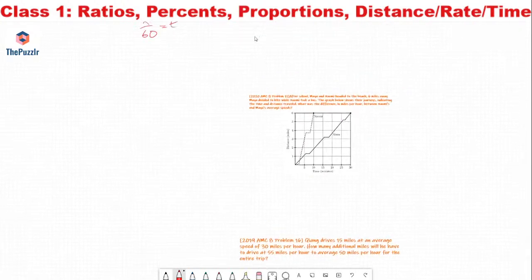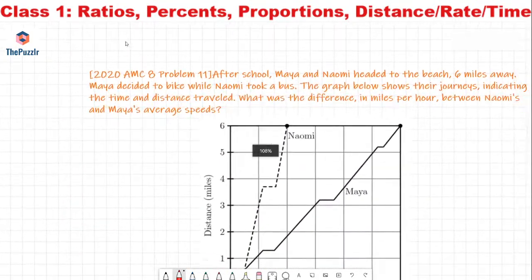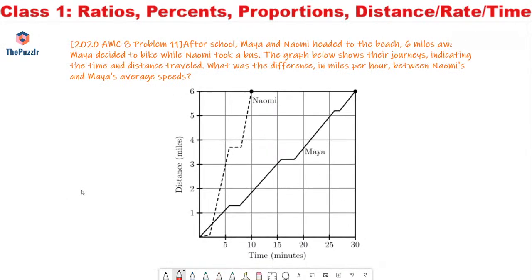Okay. Now let's look at AMC 8 problems. We'll start out with problem number 11, and this is from the 2020 AMC 8, so a lot of you might have even taken this problem or solved this problem. After school, Maya and Naomi headed to the beach 6 miles away. Maya decided to bike while Naomi took a bus. The graph below shows their journeys, indicating the time and distance traveled. What was the difference in miles per hour between Naomi and Maya's average speed?